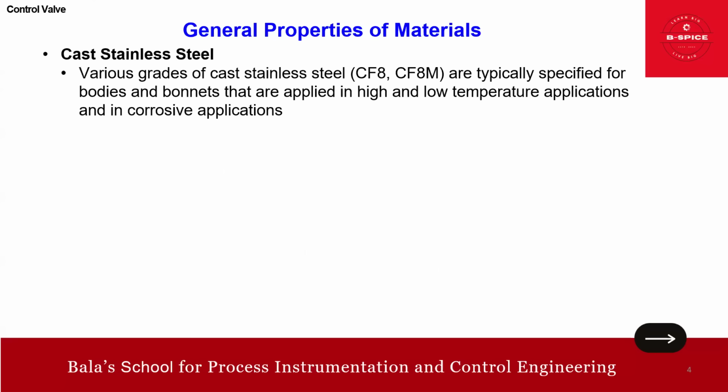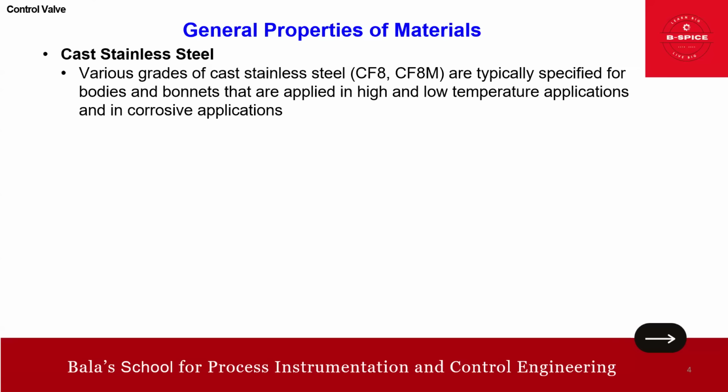Cast stainless steel. Various grades of cast stainless steel like CF8 or CF8M are typically specified for valve bodies and bonnets that are applied in high and low temperature applications and in corrosive applications. Again, friends, don't get confused about why I'm giving all these. When we prepare a data sheet, we align with the piping spec. Whatever the piping spec says, we have to use that material. But here my intent is to give the detail of each and every aspect of the properties, application, usage, everything. I hope you got it.